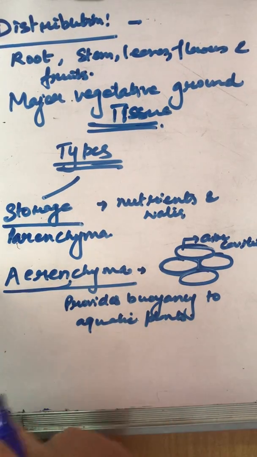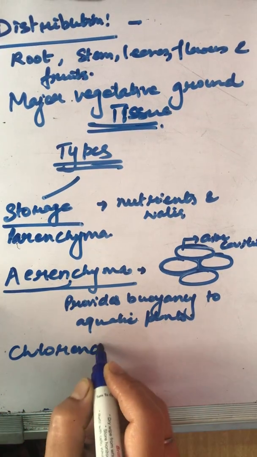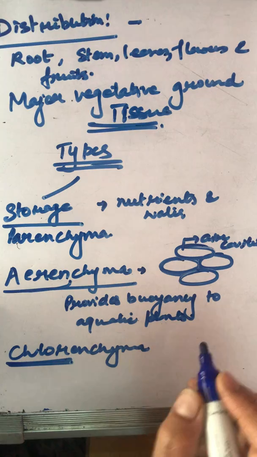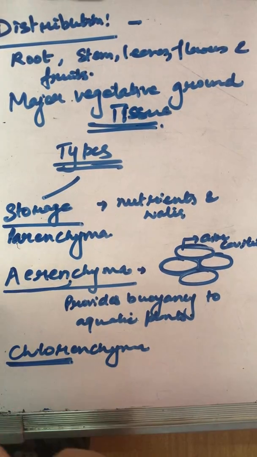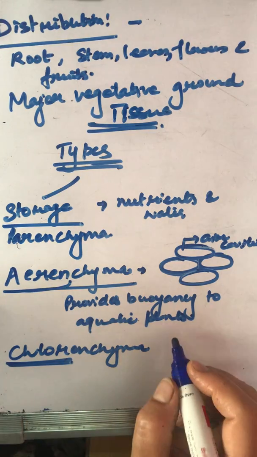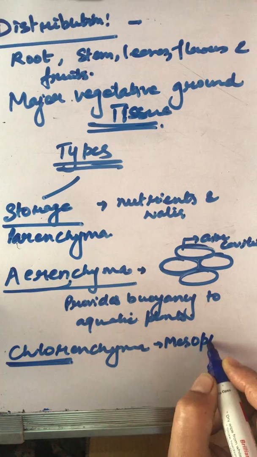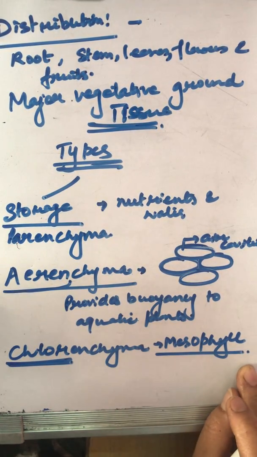Fine. Third one is chlorenchyma. We have heard the word chlorine. What is it? Chloroplast based. Where is this parenchyma present? It is present in the mesophyll of cells. What is mesophyll? Mesophyll, child, is where the chloroplast organelle responsible for photosynthesis is present.